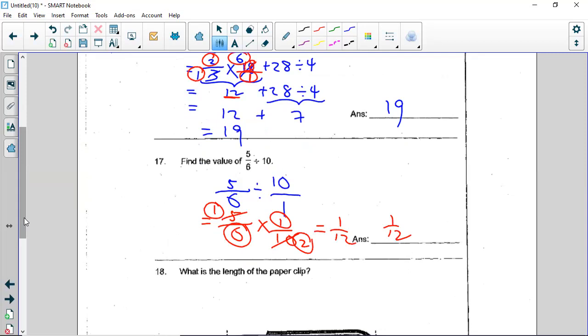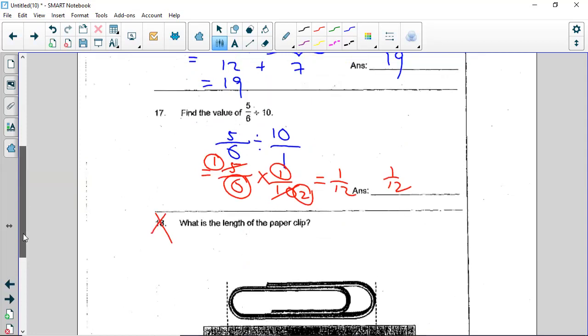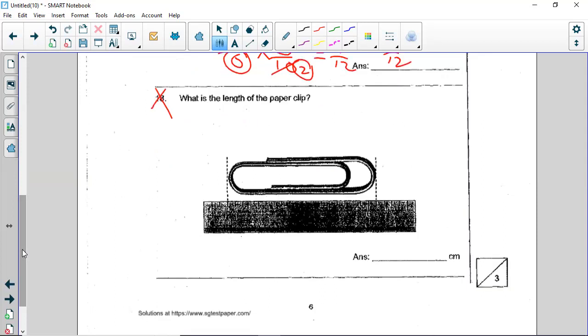Okay, question 18, there is a picture error. So we can't see clearly. So you can skip this question because the numbers cannot be seen on the pictures. It's too dark. So we skip this question. Okay, let's go to question 19.